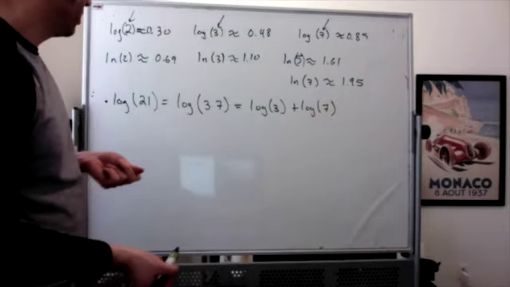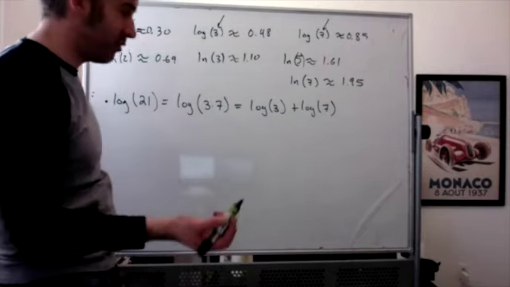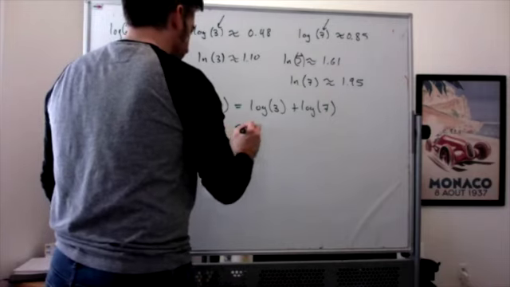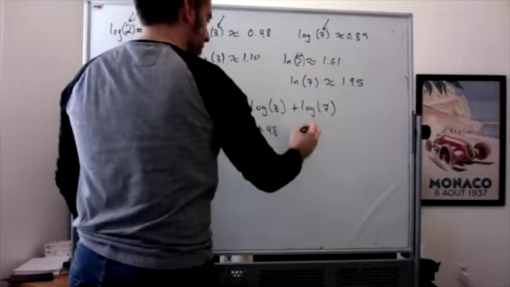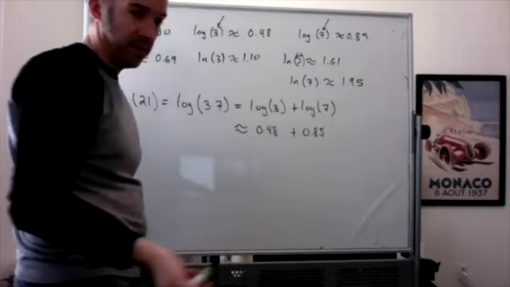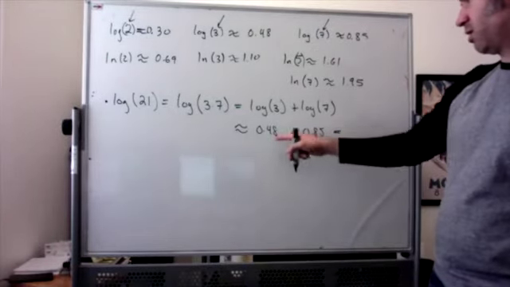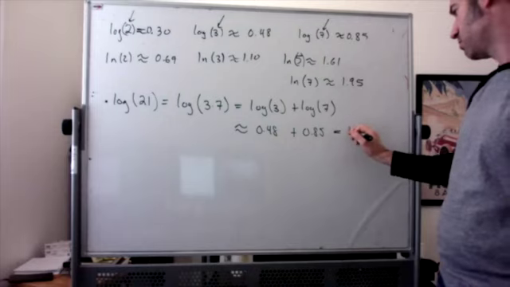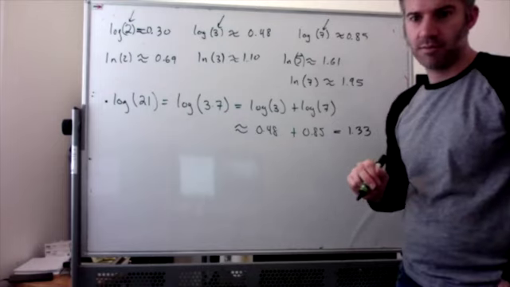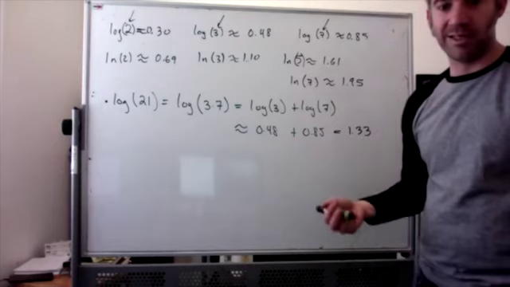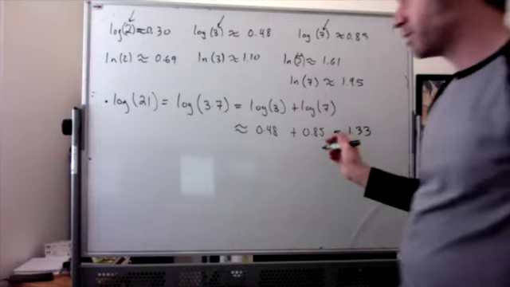And then we know that log of 3 is approximately 0.48. So at this point, we should use the squiggly equal sign, the approximation sign, and say this is approximately equal to 0.48 plus 0.85. And then we can add those together. And I think we get 1.33. That should be right. Yeah, 1.33. So the log of 21 is approximately 1.33. That's all I'm asking you to do. Let's do a few more. So let's look at this one.